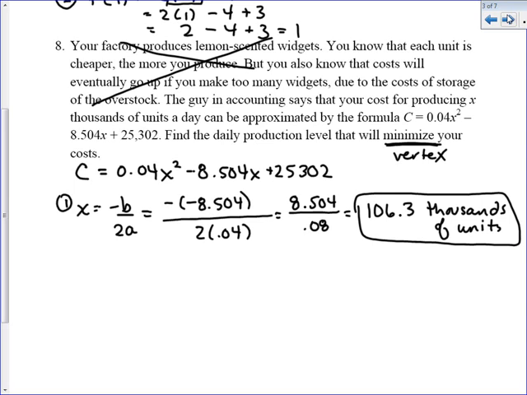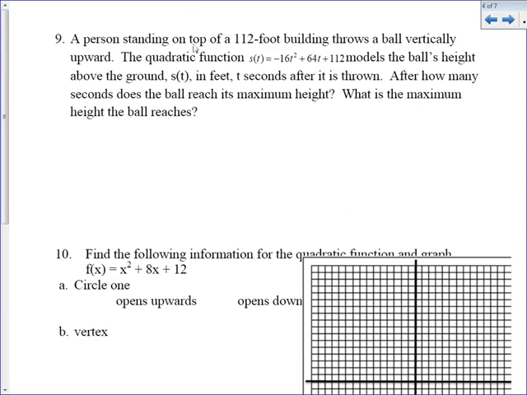Similar to if you look at number 9, a person standing on top of a 112-foot building throws a ball vertically upward. There's our quadratic that models the height, which is S of t in feet, t seconds after it's thrown. Question, after how many seconds does it reach its maximum height? Question, what is the maximum height? Two questions mean you have to do both parts. Sometimes one question means I only need the second part, so you still have to do both anyway.